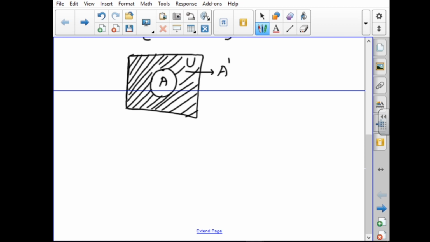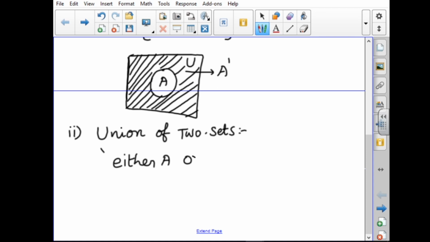Then second one, union of two sets. Union means the union of two sets A and B is the set of all elements which are either in A, this is very important, either in A or in B or in both. So this is a union of two sets.